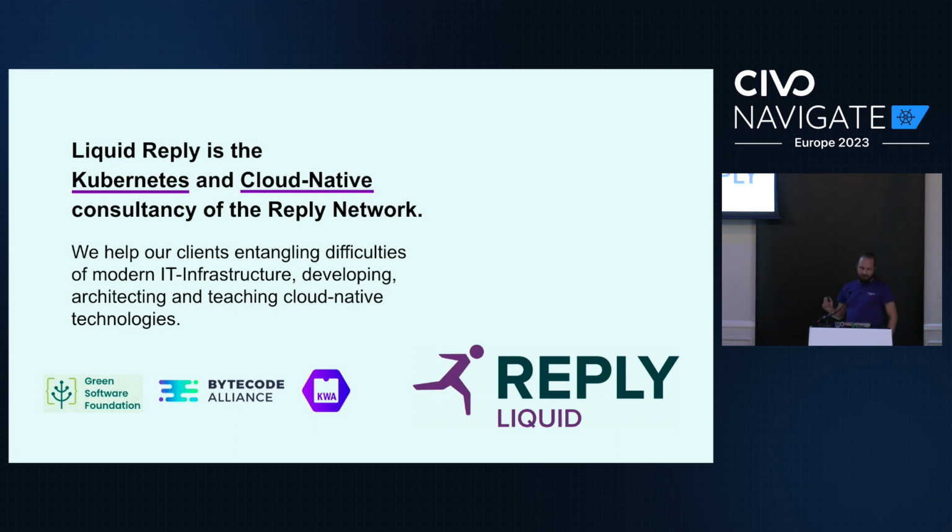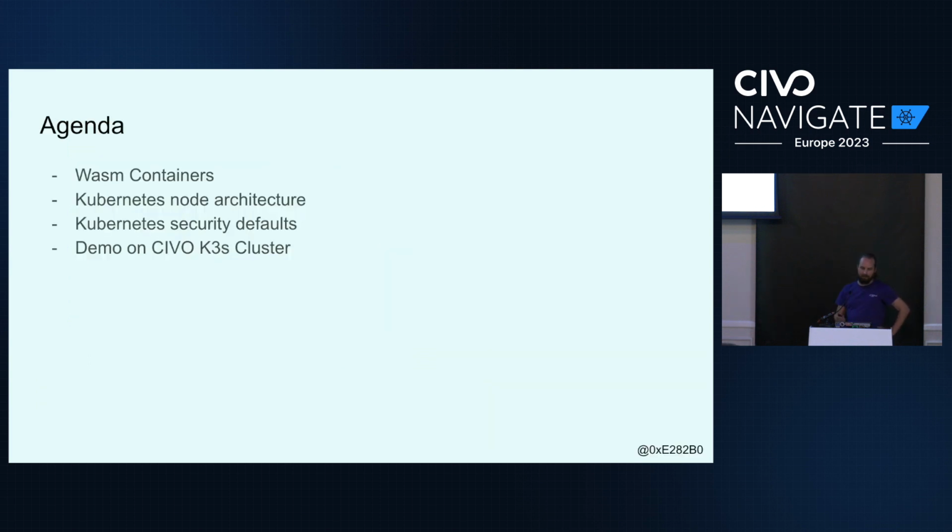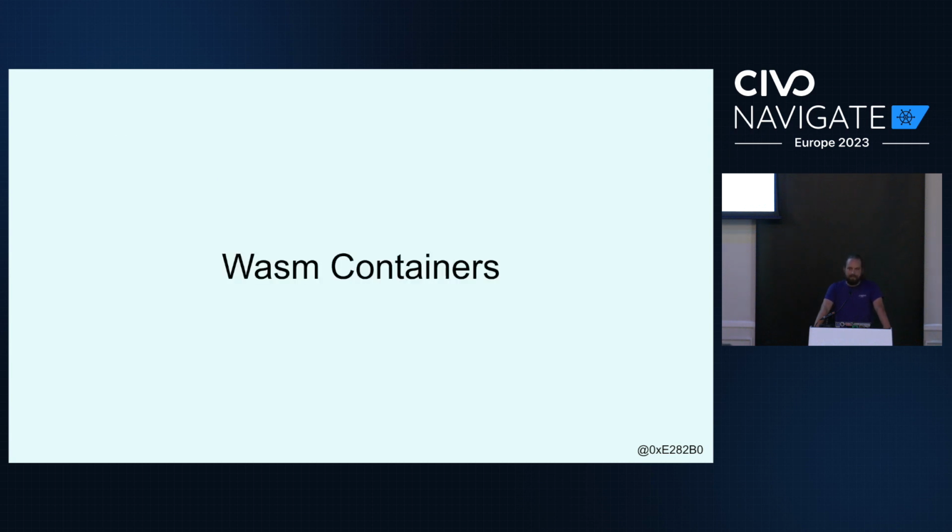We are also partners of the Green Software Foundation and members of the Bytecode Alliance, and we started a little open source project called KWasm, which you will learn about in a minute. In this talk, we will have a look at what makes WebAssembly containers special. We look at the architecture of a Kubernetes node and what Kubernetes security defaults are about. And then we see the demo, hopefully, with a Civo K3s cluster through our Wi-Fi in the internet with real Civo. So let's start with WebAssembly containers.